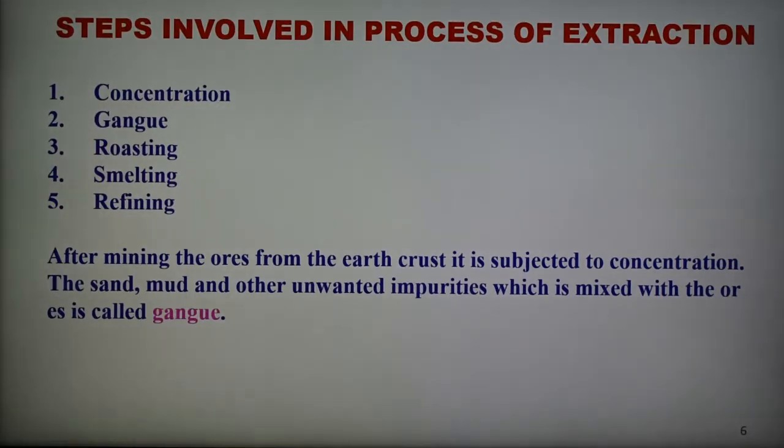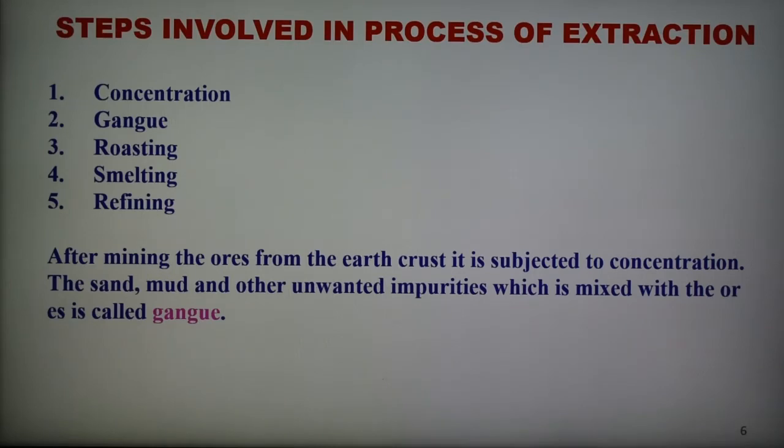In the next steps, now the different steps involved in the process of extraction. The different steps are concentration, gangue, roasting, smelting and refining. All these are the steps, along with gangue, which means impurities, then roasting, smelting and refining.